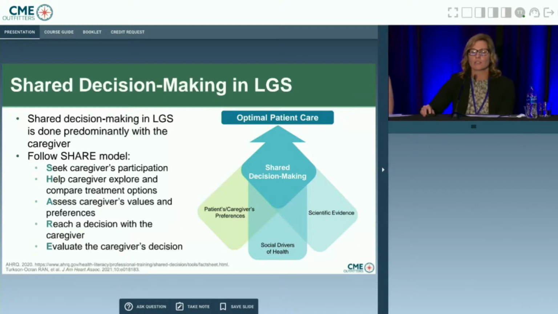And then you can assess their values and their preferences, which way would they want to go. Some people are very open to surgical options. Some people would never consider that. So making sure that you know where the patient is starting is important.